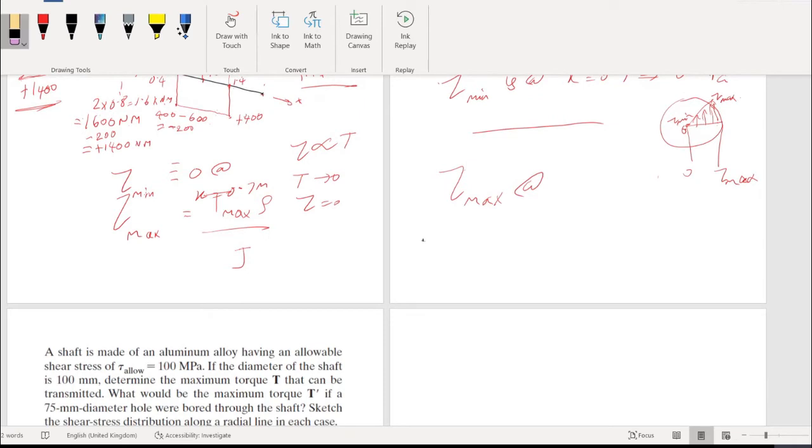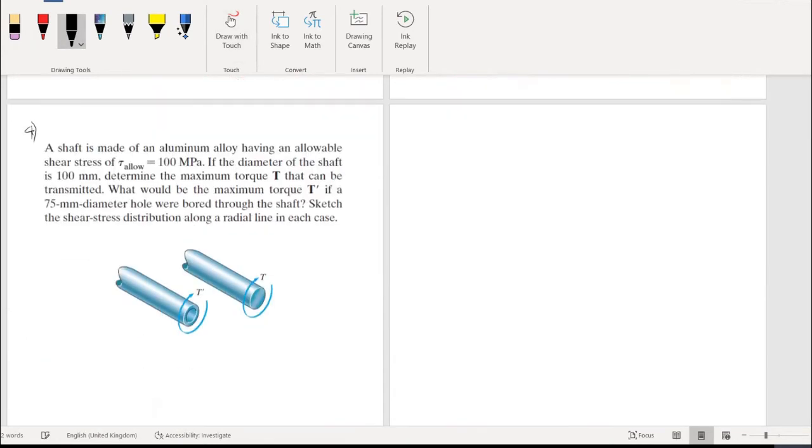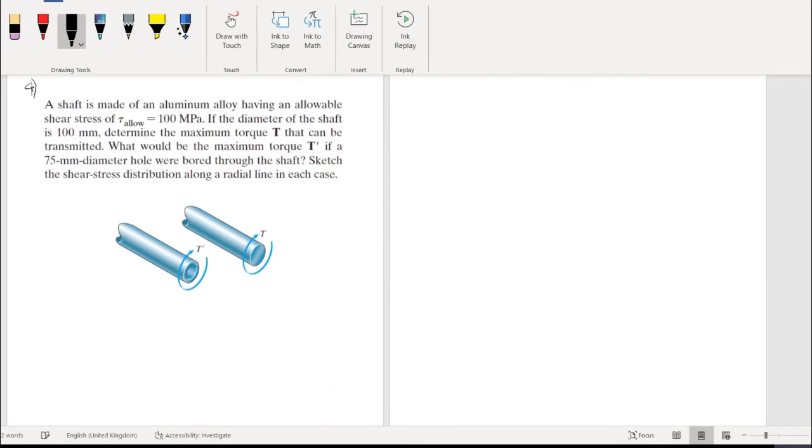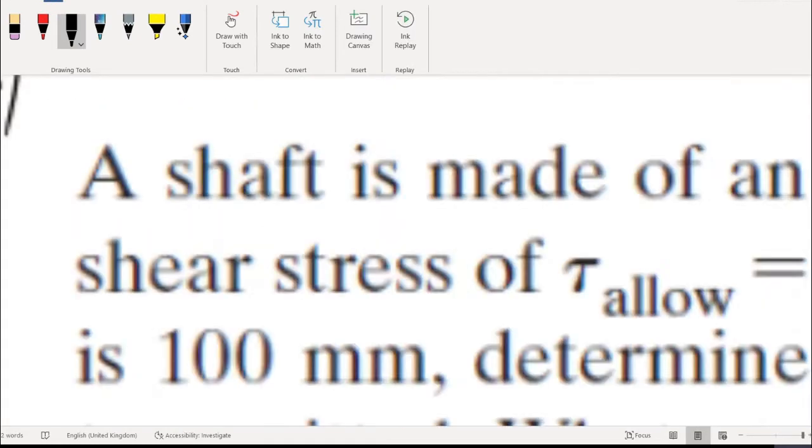We also found these values last time. Moving on, there is another type of question which is number 4. Okay, we are going to solve number 4. Let's do this. You are given, maybe put the size.